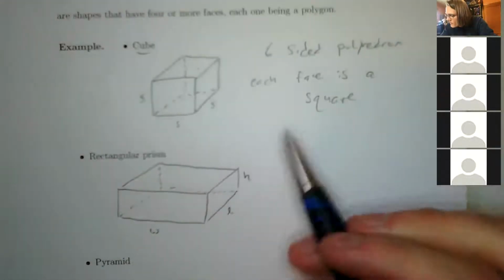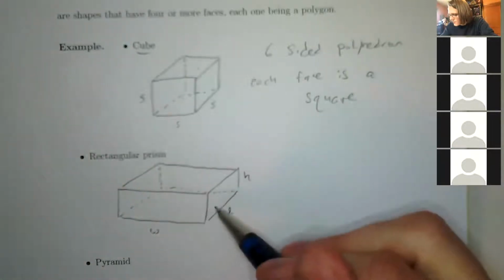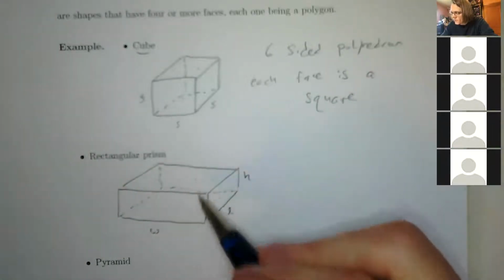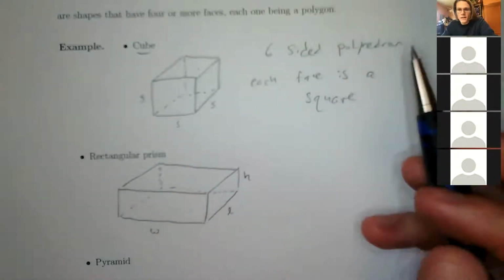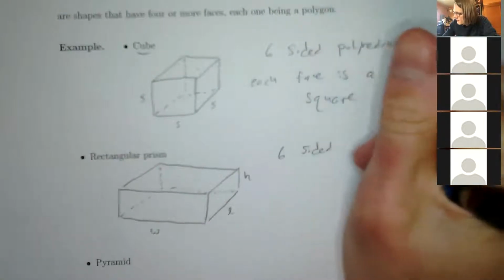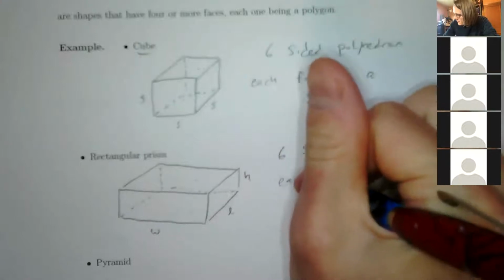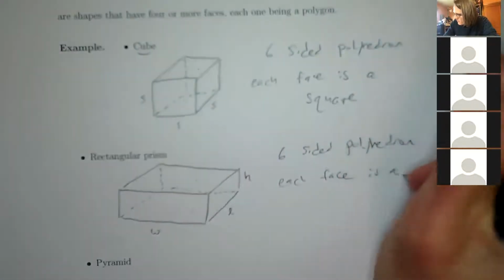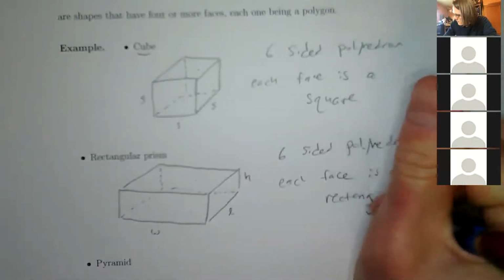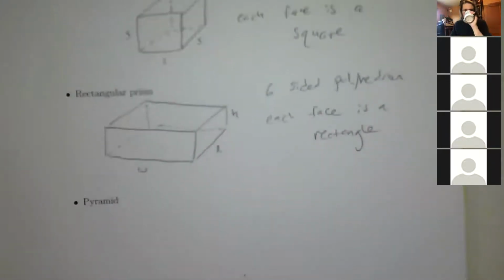And this rectangular prism, if you count the faces, you'll see you also get 6, right? 1, 2, 3, and then 1, 2, 3 in the back side where the dotted lines are. So it's a 6-sided polyhedron. Each face is a rectangle. Right. So 2 examples of polyhedrons. And the next is also something you've seen before.